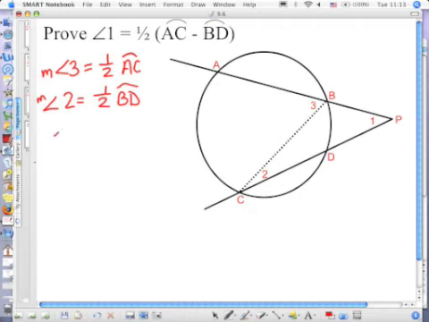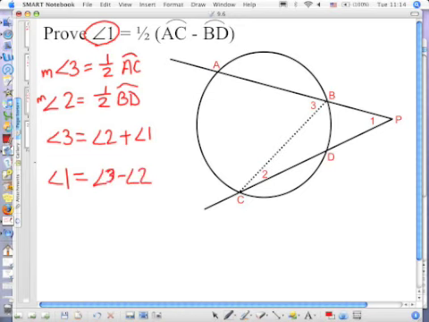Now we also know that angle 3 is equal to angle 2 plus angle 1 because why? Exterior angle on a triangle is equal to the sum of the two remote interior angles. Now we're trying to get to where angle 1 equals something. So if I subtract angle 2 from both sides, is this still an equivalent equation? Yes. My reason would be the subtraction property of equality.